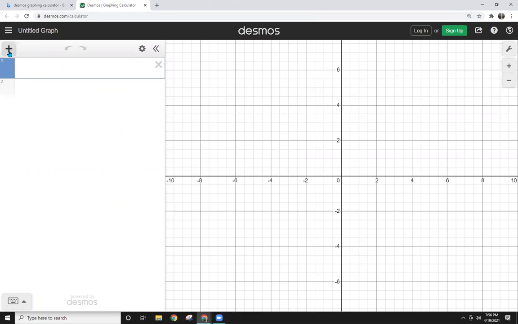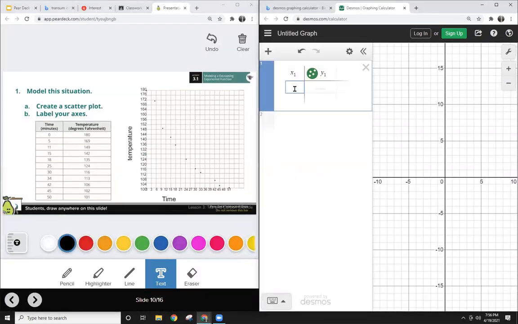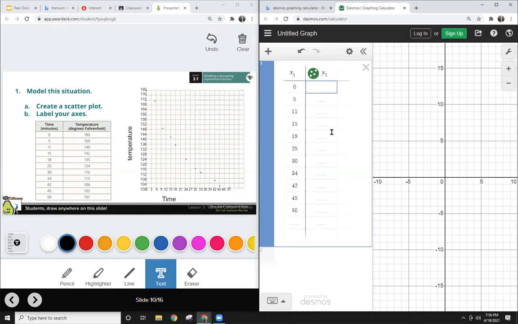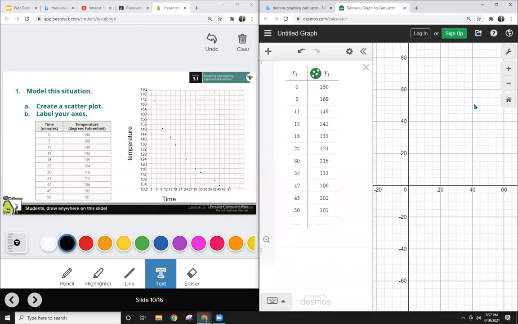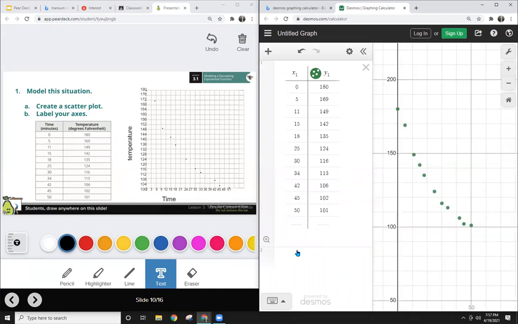Okay, so we're gonna do the plus sign, then we're gonna do the table, and then we're going to plot those points. So even if it's 0, we still want to plot that point. Okay, so we got 0, 5, 11, 15, 18, 25, 30, 34, 42, 45, and 50. And then we're going to do 180, 169, 149, 142, 135, 124, 116, 113, 106, 102, and 101. Okay. And then we can take a look to see where they are. There they are.